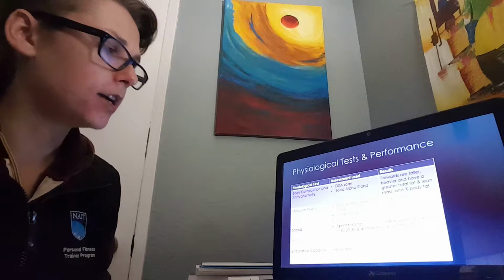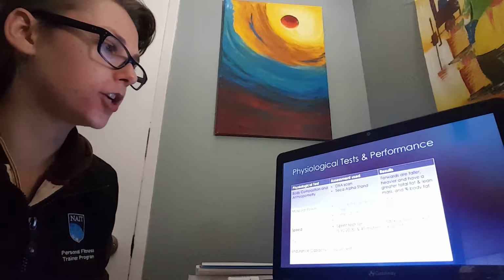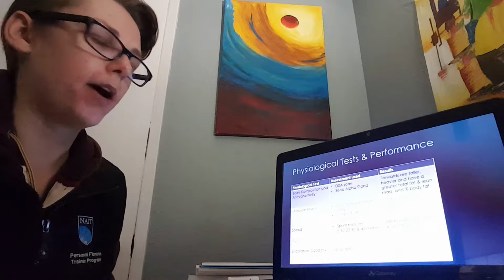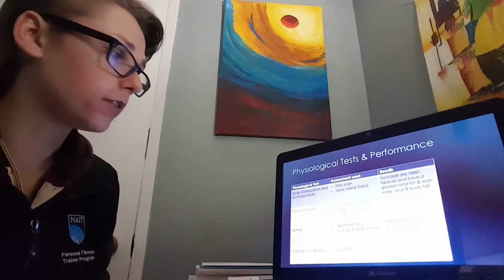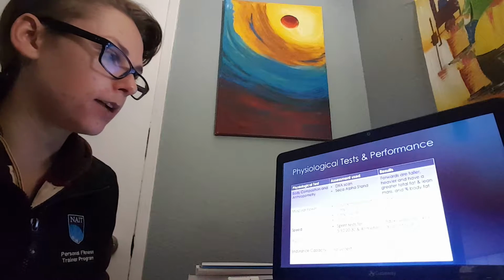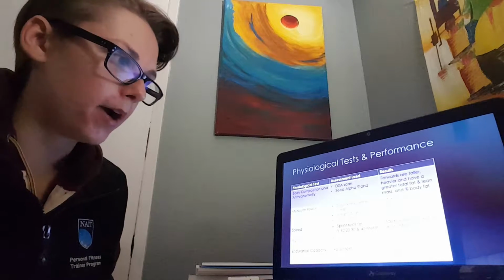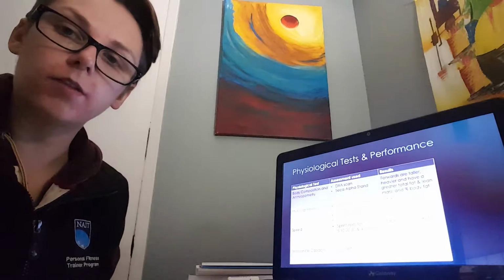Muscular power: this test was done by the counter movement jump, jump squat, and the drop jump. This showed that backs scored significantly higher in all three of those tests. The speed test was done by the 5, 10, 20, 30, and 40 meter sprints, and the backs were quicker in all of those assessments.